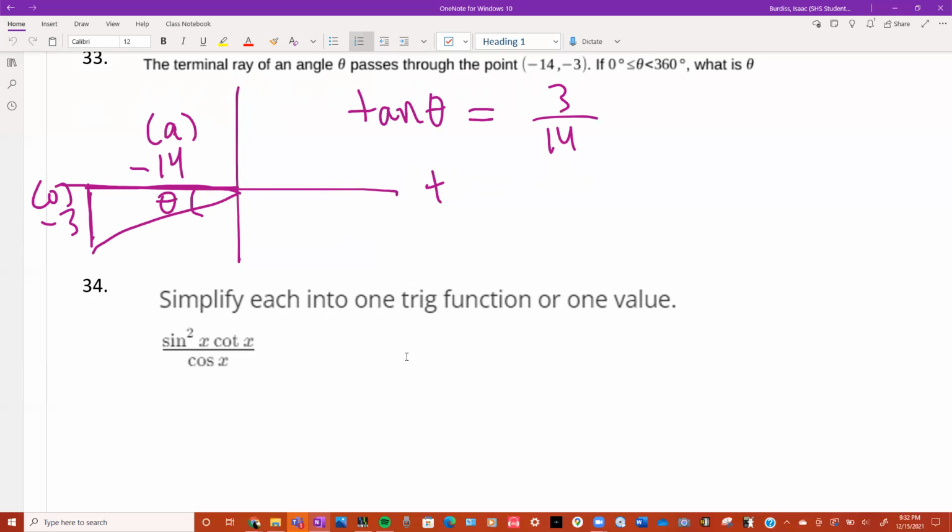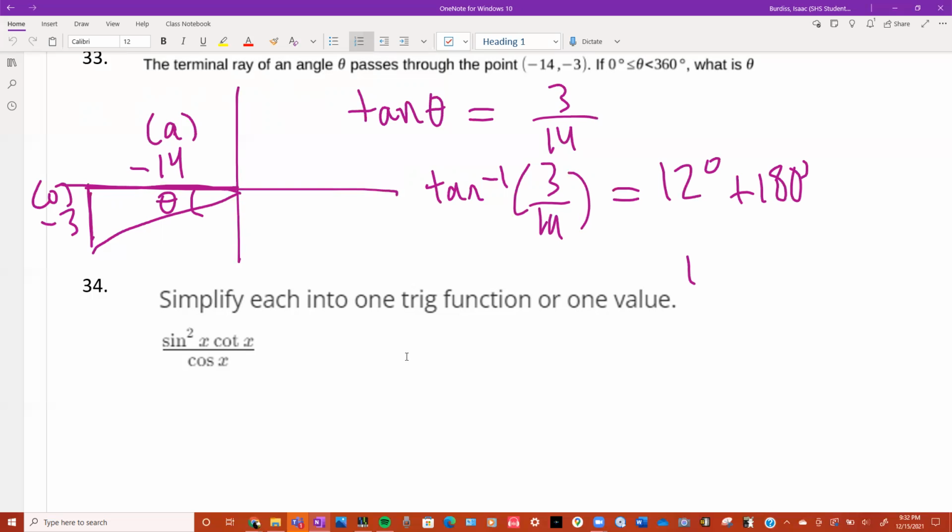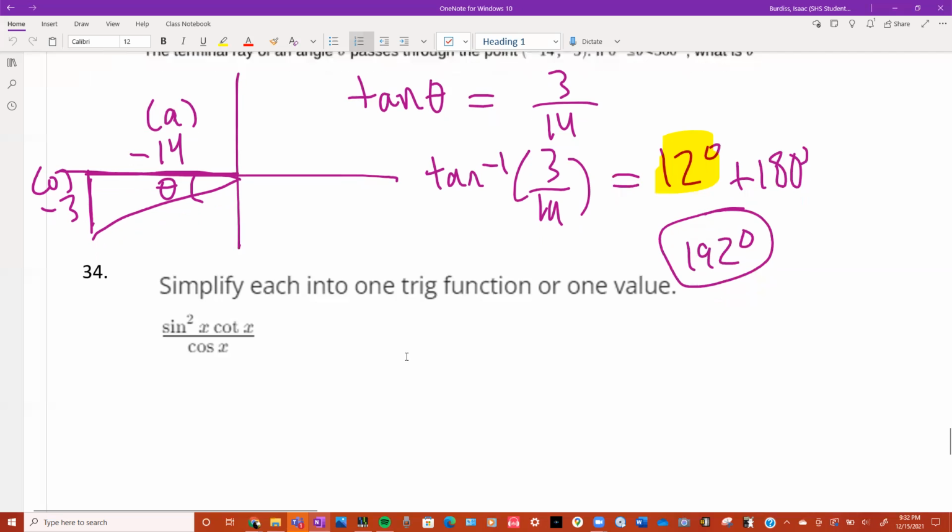And you do the inverse tangent first to find the angle. The tan inverse of 3/14 is 12, I'll just round to 12 degrees. That's not your answer because it's in quadrant 3, so obviously that's not what it is. So we add 180 to it, and that will give you 192. That's a key thing you need to remember. I'll just highlight that. That's not the answer because that would be a quadrant 1 angle.